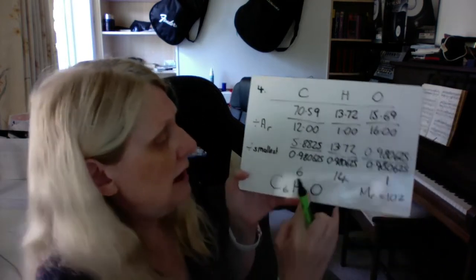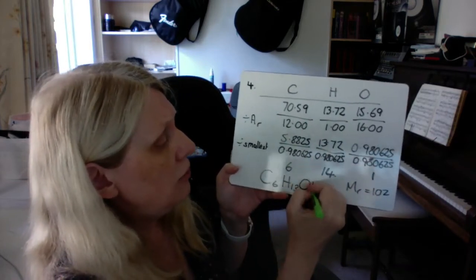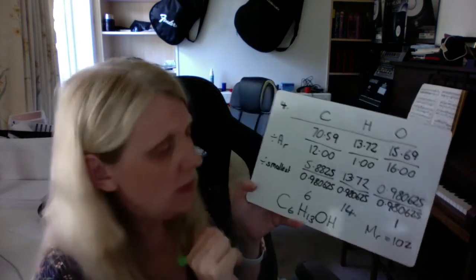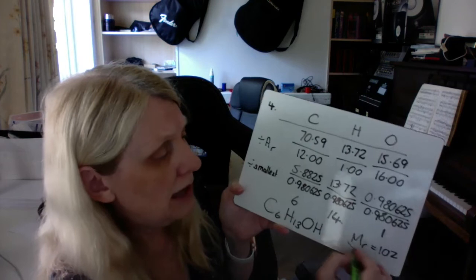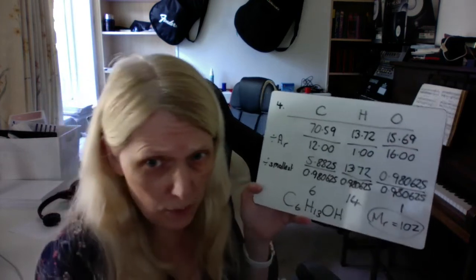So I'm just going to write this slightly differently. I'm going to put C6H13OH. Okay, it's more likely to be like that. It's more likely to be an alcohol. Right, now we just need to double check because we're told my Mr is 102. So let's have a quick look at that one.